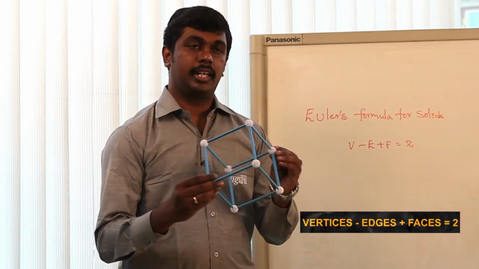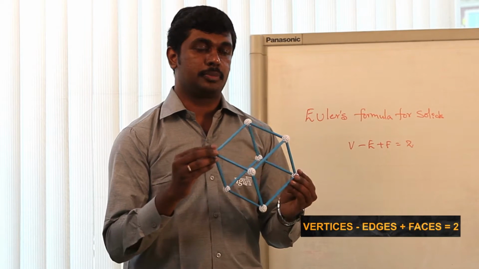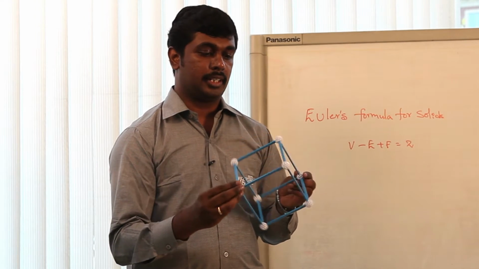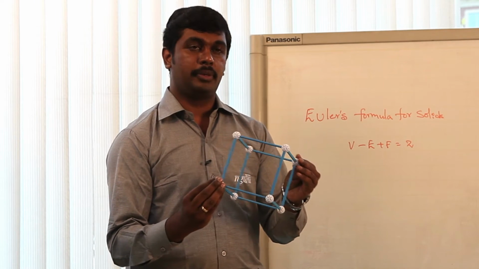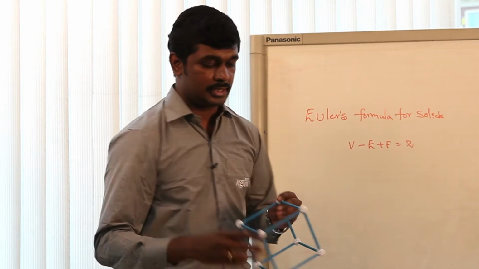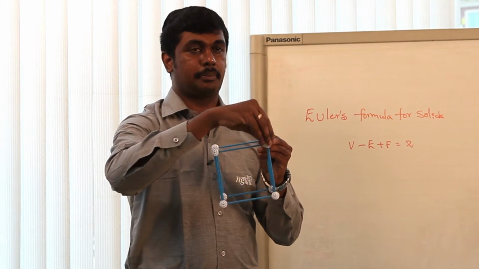So I have constructed a cube with the geometrics. So geometrics I will be using over here. So these balls and sticks I will be preparing the models. Since I have made a cube, now let me verify Euler's formula for this cube. I need vertices, edges and faces. So in this cube, these balls represent vertices.